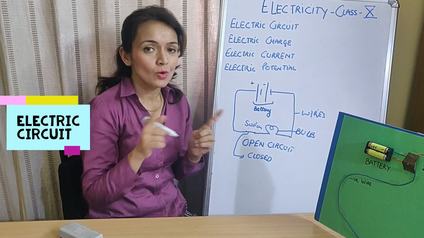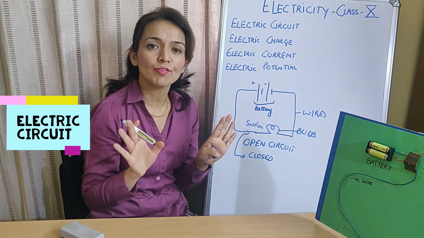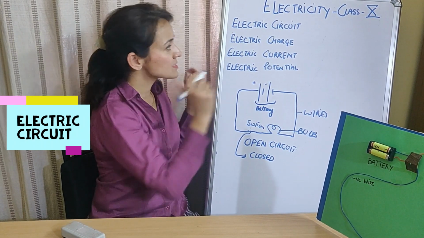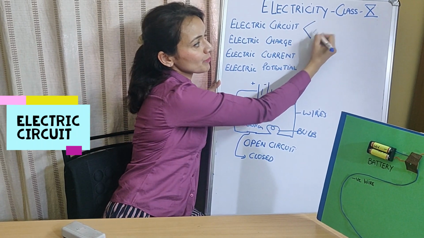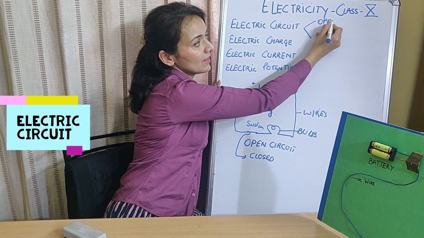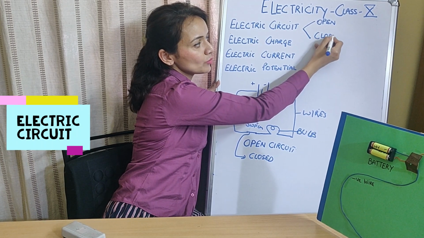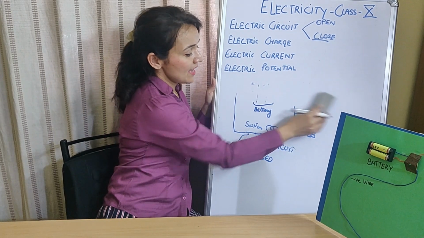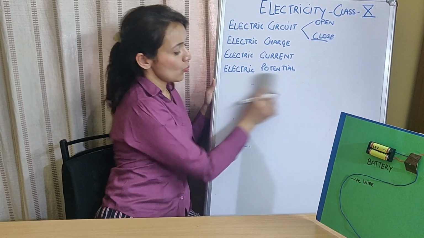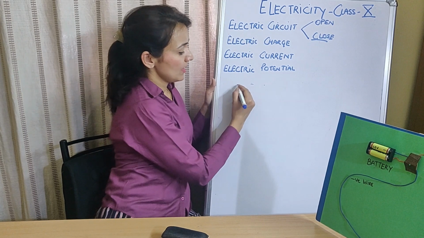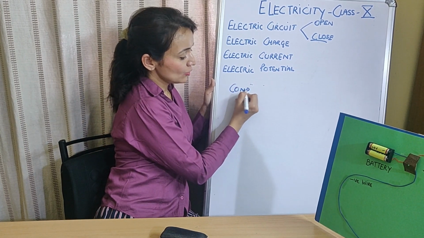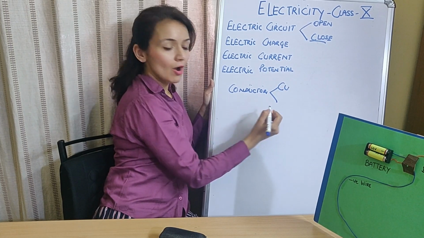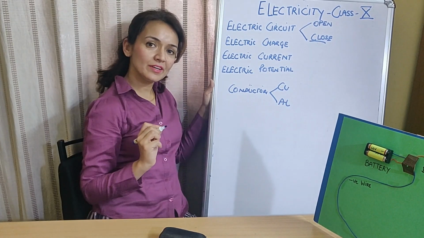So as I told you, when the switch is off, current will not flow. When the switch is on, the current will flow and the bulb will glow. So circuits are of two types, open and closed. And as I told you, wires are made up of conductors, and those conductors can be copper or aluminium.